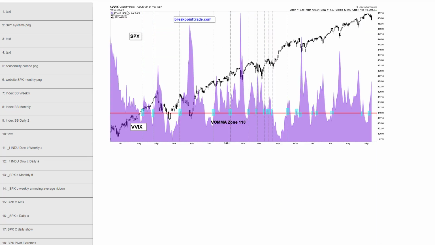Chapter 34, here's the VVIX. And this VOMA line, the 110 area, spiked above 110 mid last week. On Tuesday last week, that gave you another great early warning signal of a market pullback. And that played out very well as well.